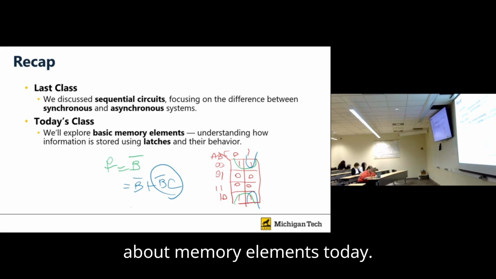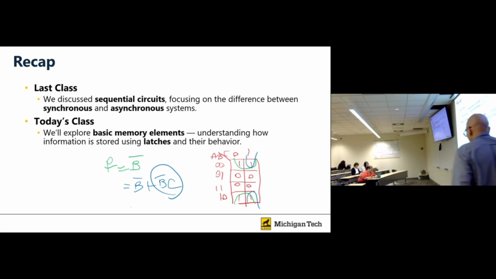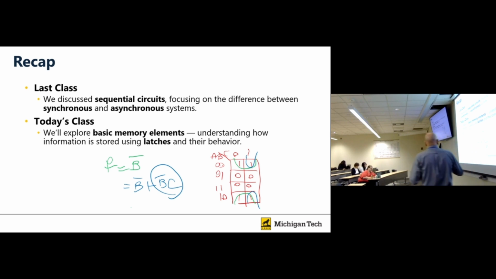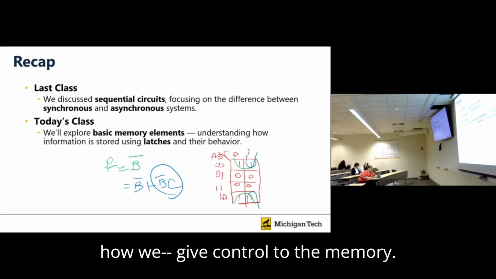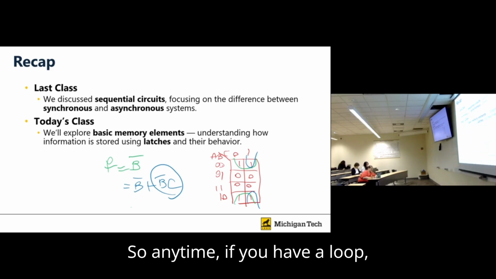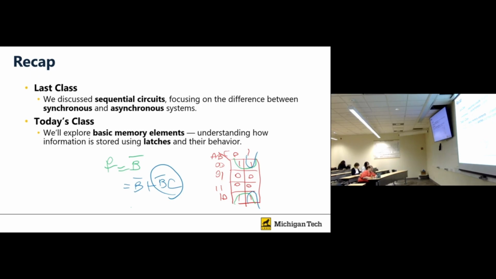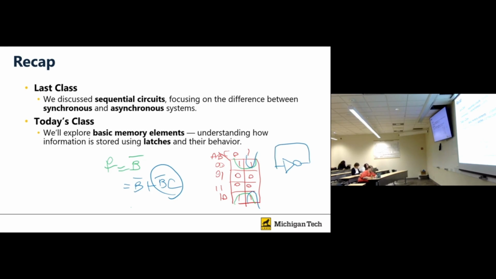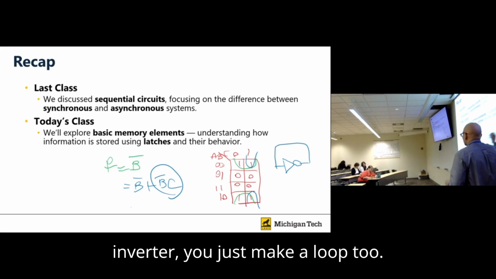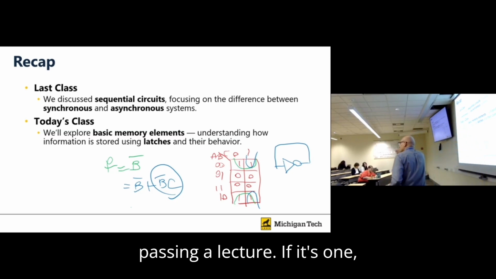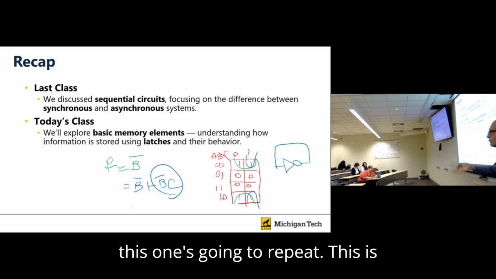We want to talk about memory elements today, how we created memory and how we give control to the memory. The first memory was so simple. Anytime you have a loop, for example with an inverter, the loop in the system means passing electrons. If it's 1, this 1 is going to repeat. This is just memory.